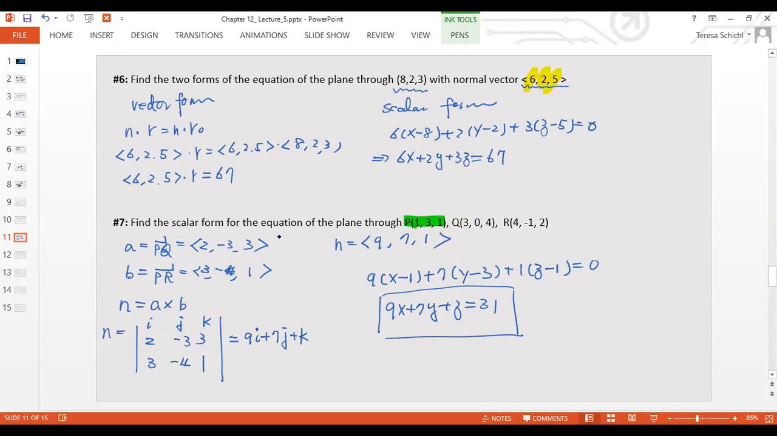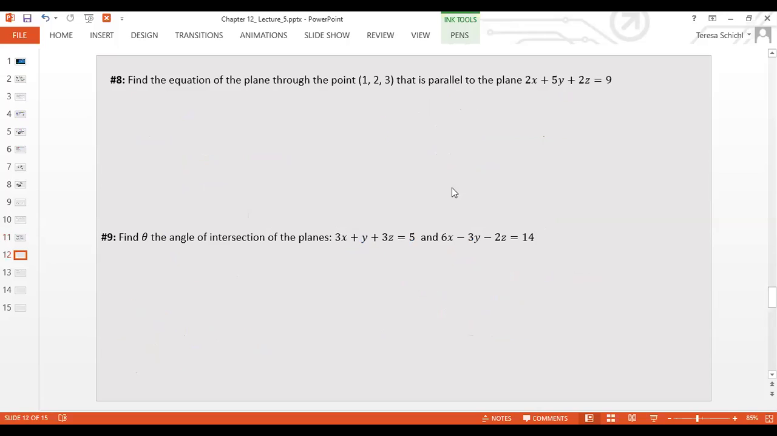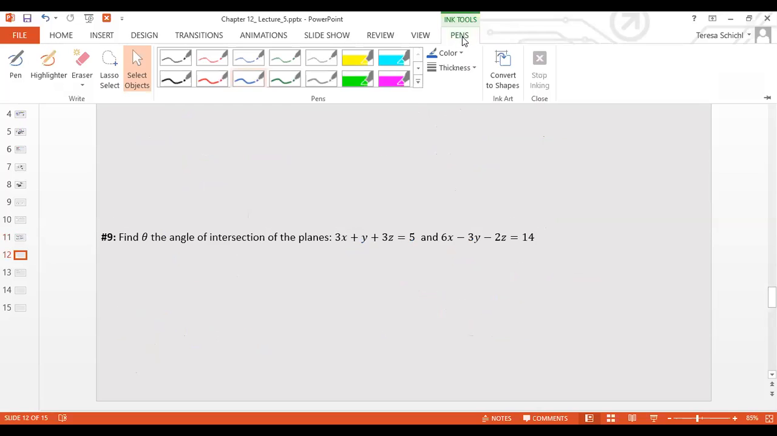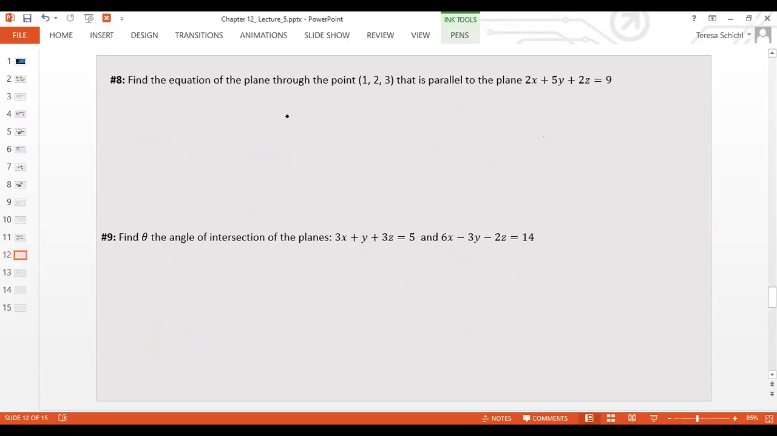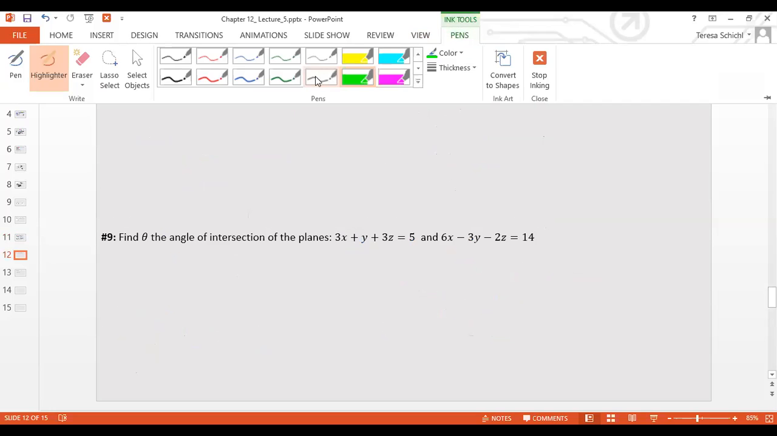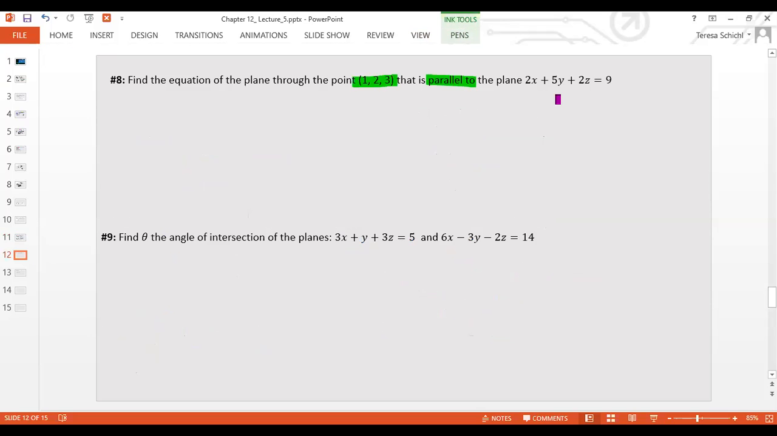All right, okay. Let's take a look at the next problem here. So the next problem, let's say find the equation of the plane that goes through the point. Okay, so I have a point. We need to have a point, then we need to have a normal vector. And then they say it's parallel to this plane. If this is parallel, that means what? That means this is the normal vector for these planes, right? So it's 2, 5, 2.